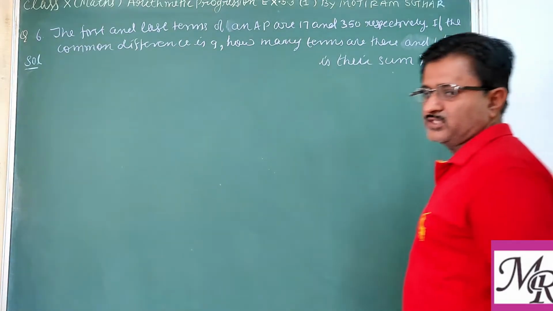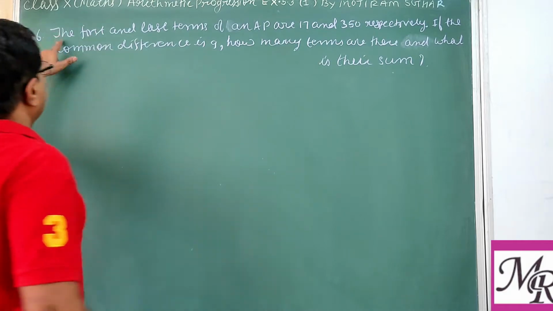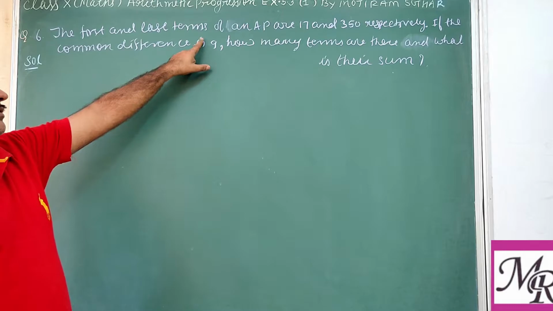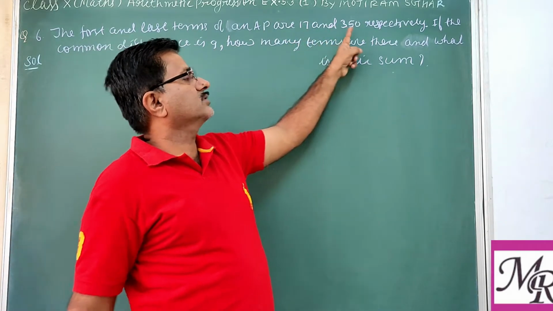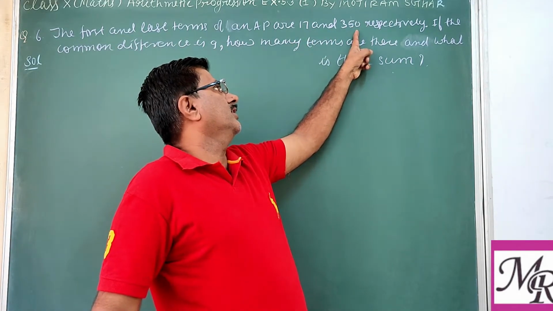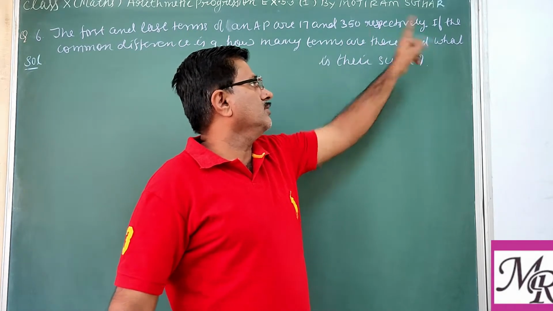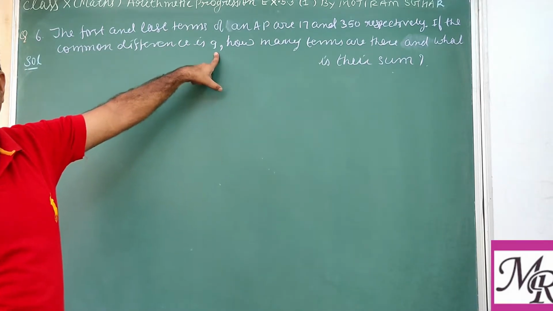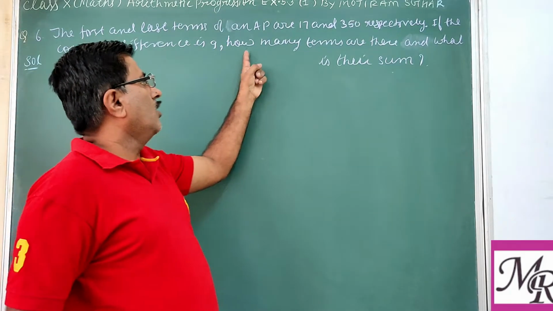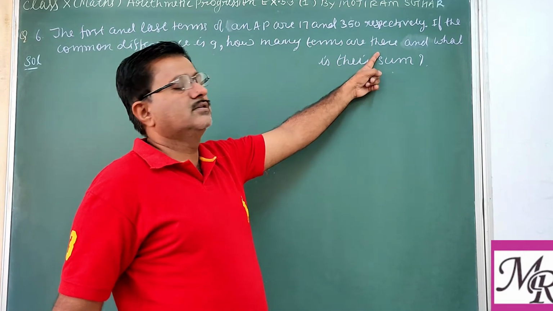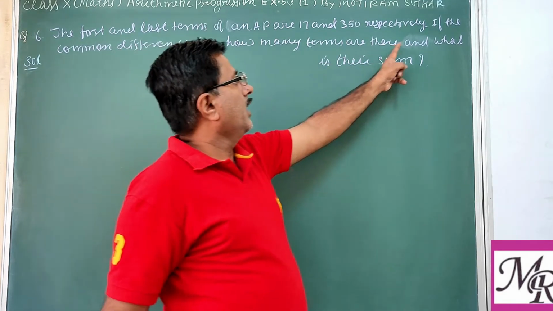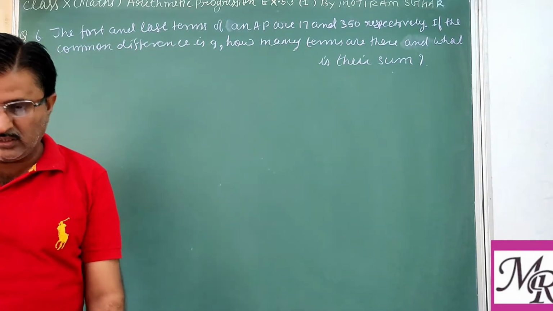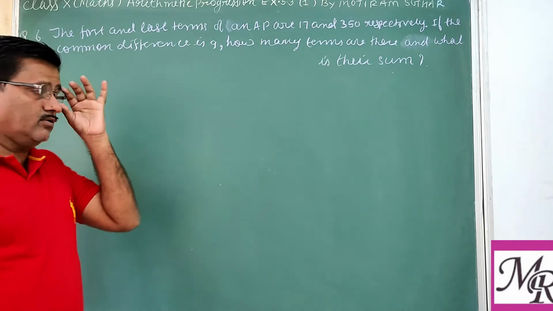So dear student, the next problem says the first and last terms of an AP are given. That is, the first term is 17 and the last term is 350 respectively. If the common difference is 9, we are also given a third thing, the common difference. How many terms are there? You have to find the number of terms and their sum. So again we have to find two things.